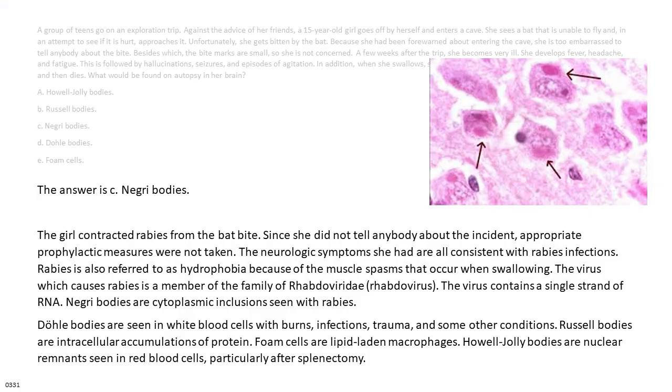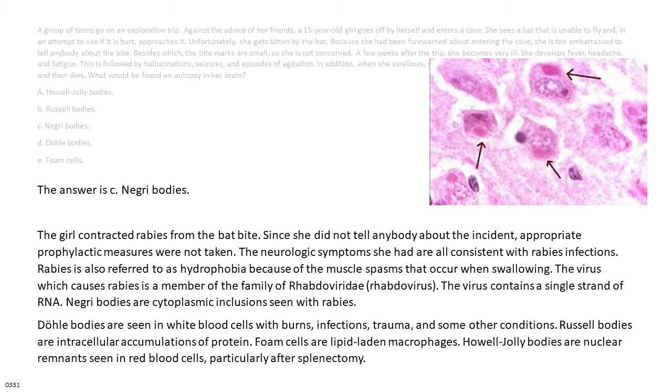The answer is C. Negri bodies. The girl contracted rabies from the bat bite. Since she did not tell anybody about the incident, appropriate prophylactic measures were not taken. The neurologic symptoms she had are all consistent with rabies infection. Rabies is also referred to as hydrophobia because of the muscle spasms that occur when swallowing.